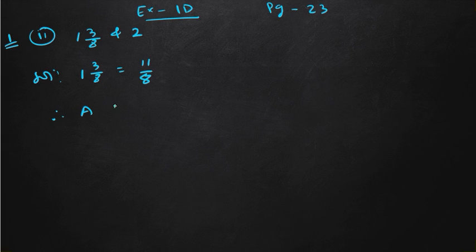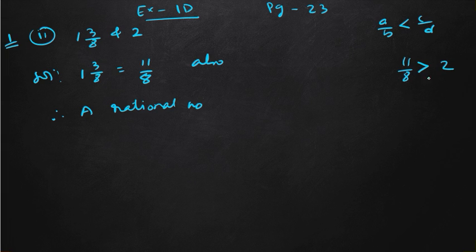Okay, so therefore a rational number, because we have the formula a by b less than c by d. So we need to calculate which one is bigger. Is 11 by 8 bigger or is 2 bigger? The sign will be this sign or this sign. Okay, so if we divide 11 by 8, it will be 1 point something, so 2 is bigger. So that means here 11 by 8 is less than 2.